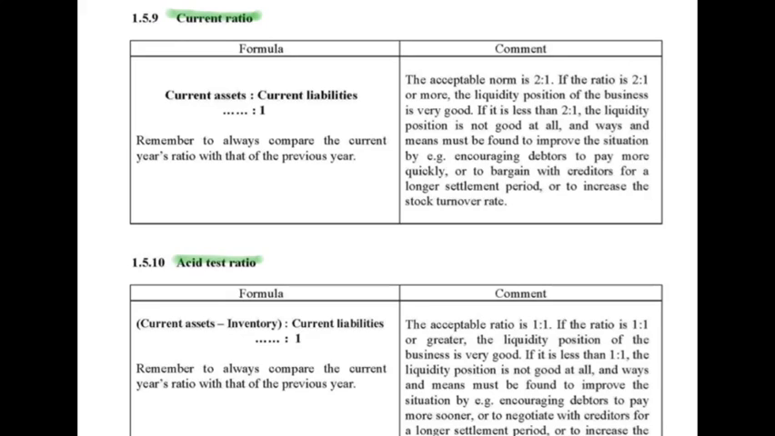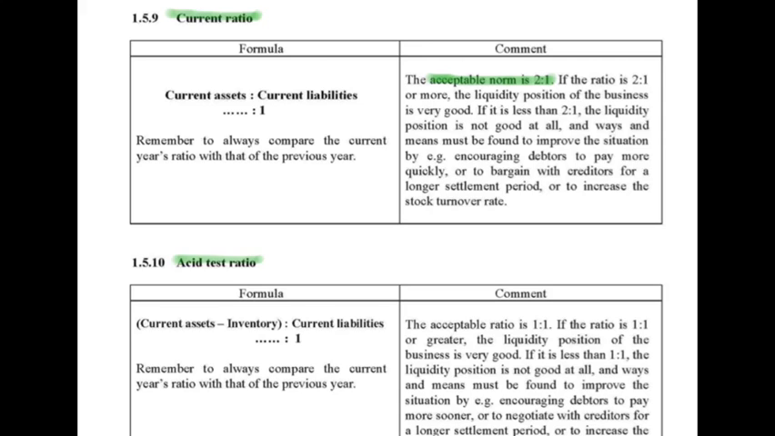The current ratio talks about current assets to current liabilities, and I always change my current liabilities to become 1. How do I change it to become 1? I simply take whatever is there, divide by itself, and then I get 1. Now remember to always compare the current year's ratio to that of the previous year. A good answer, comment: the acceptable norm for this calculation is 2 to 1.